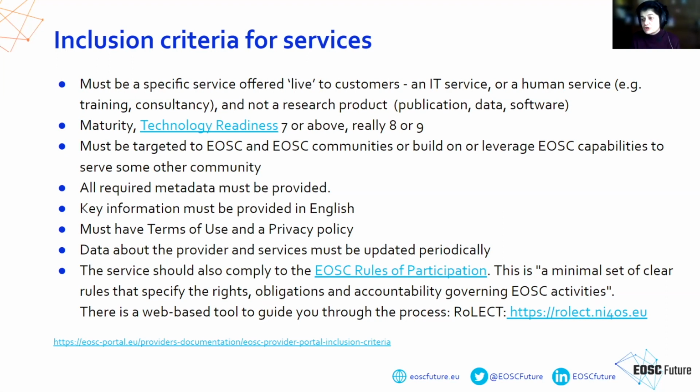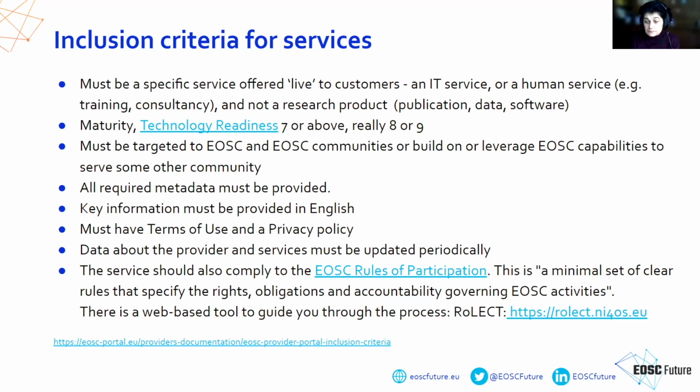There are some inclusion criteria. I won't explain all of them, but as I've already mentioned, this technological readiness is very important. Also the targeted communities, etc. But it's also important that some key information must be provided in English. This might change in some later stages, but at this moment, it's the only feasible way to do this. For example, you have terms of use and privacy policies. This information has to be in English.